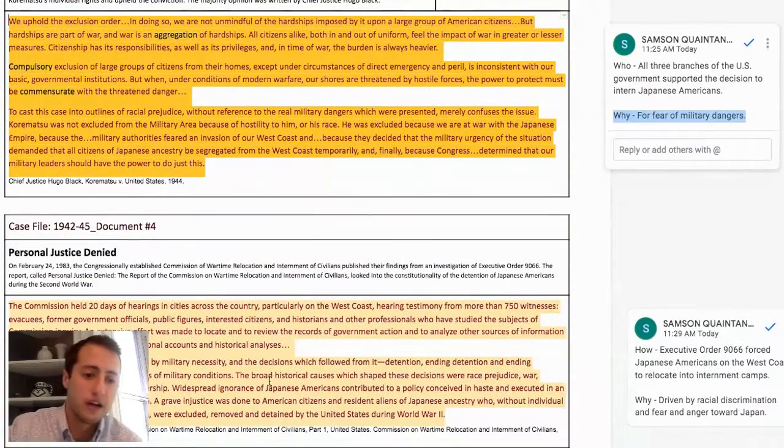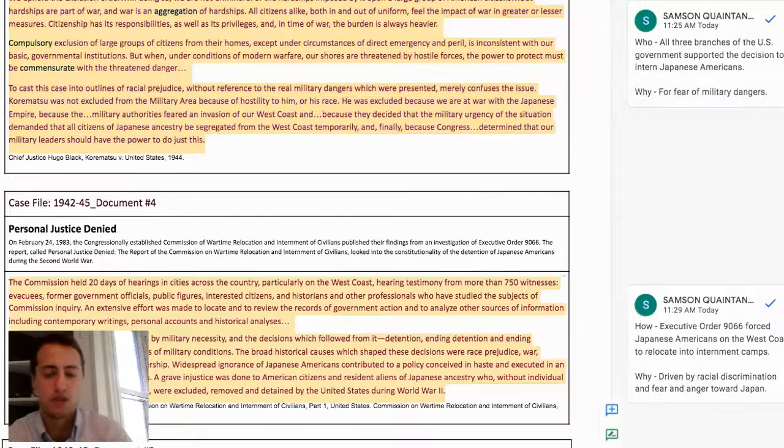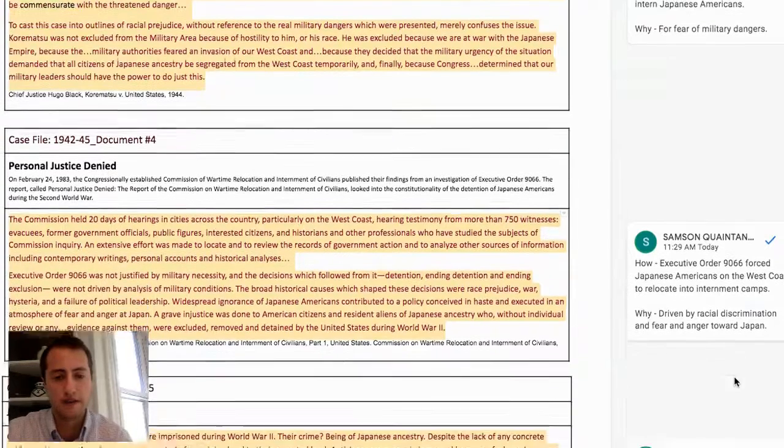Document 4, again, is more corroborating with document 2, but it's from 1983, so it's a secondary source, and it has more hindsight to it. It definitely discusses Executive Order 9066. So that's, in my eyes, the how of how this all happened, and it continues to discuss the why.